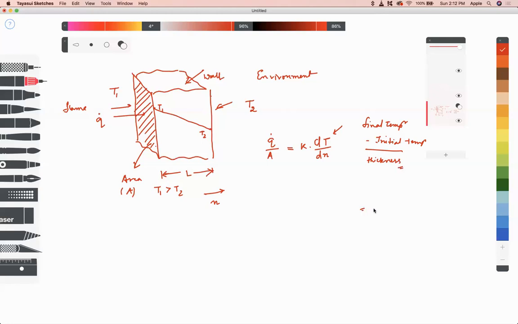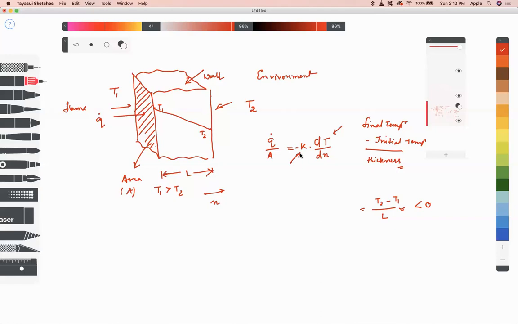Okay, the final temperature is T2, the initial temperature is T1, divided by L. In this case, since T1 is greater than T2, this particular gradient will come out as less than 0. Since we want a positive heat flux, which is just a convention, nothing hard and fast, and since the gradient will always be negative, we put a minus sign here. This is the justification for it.